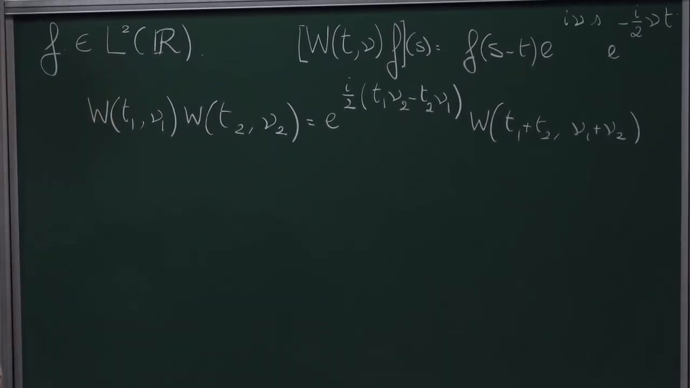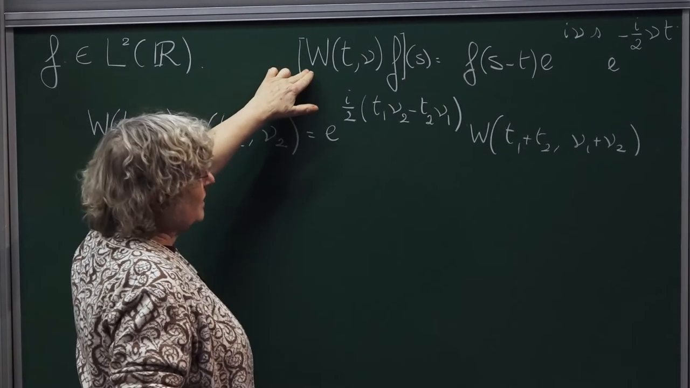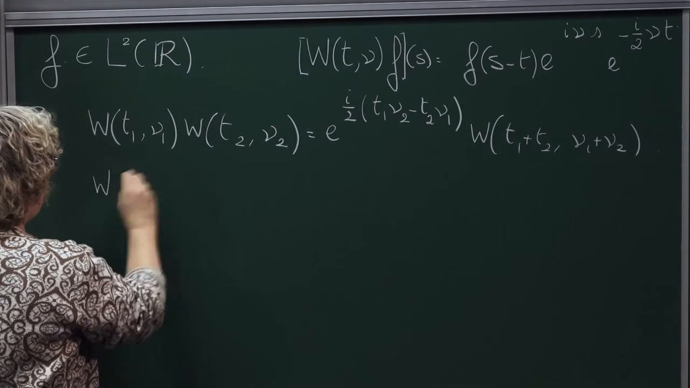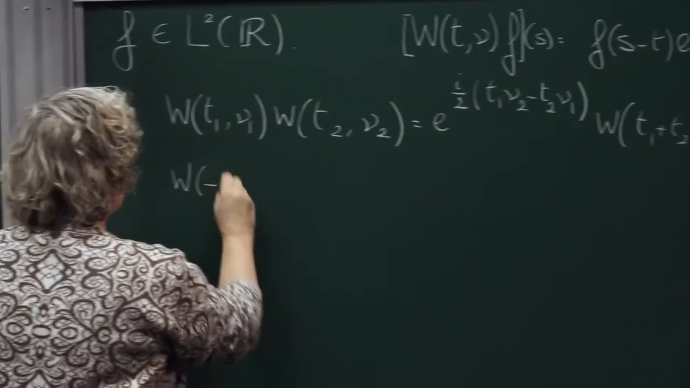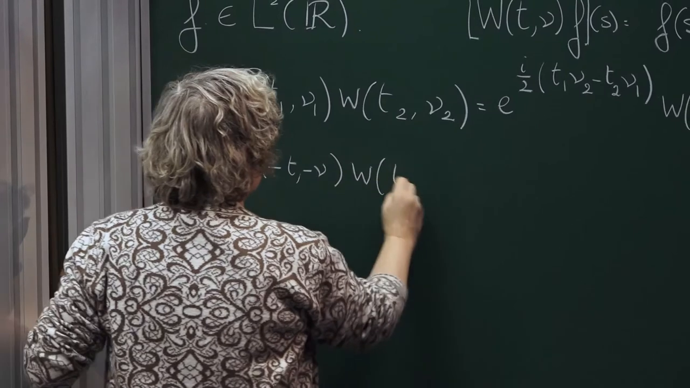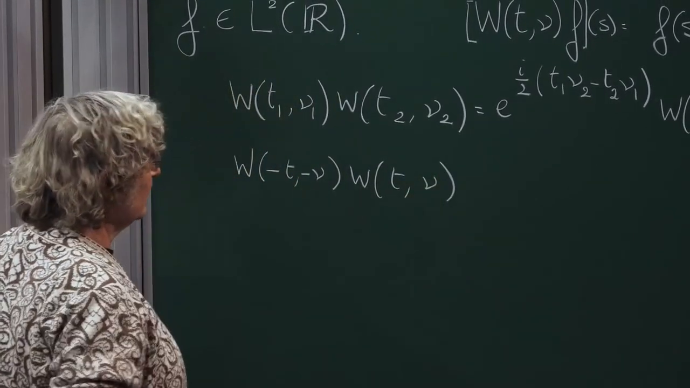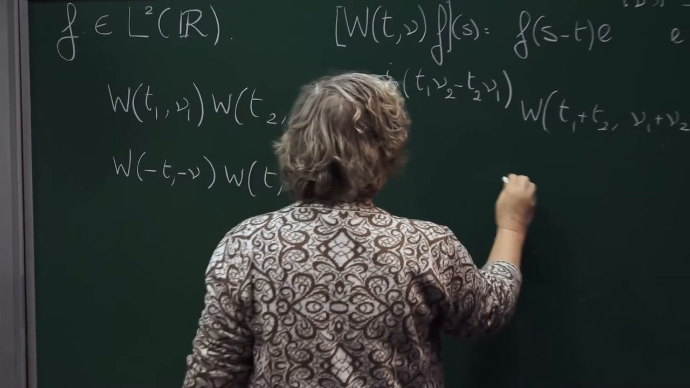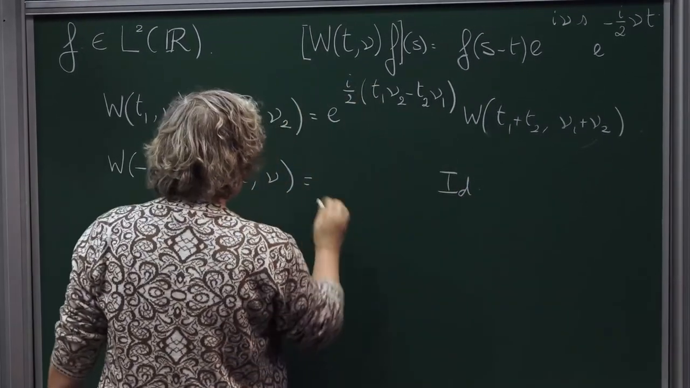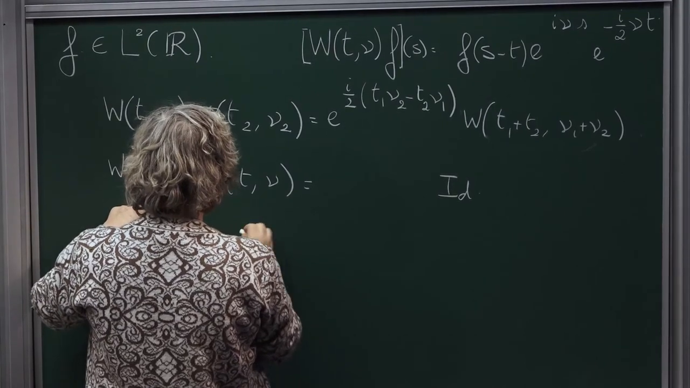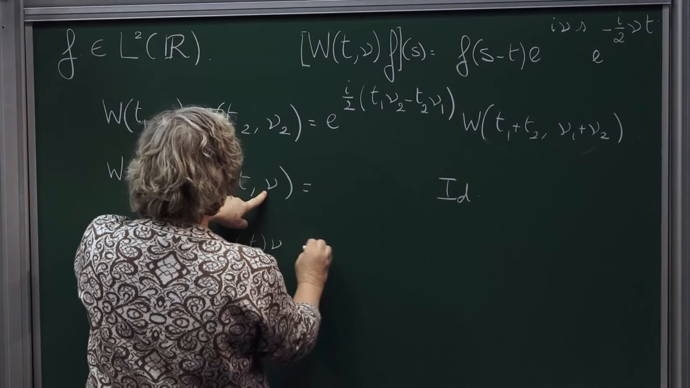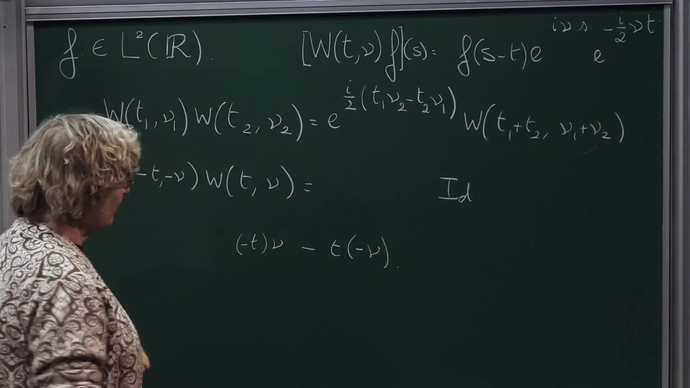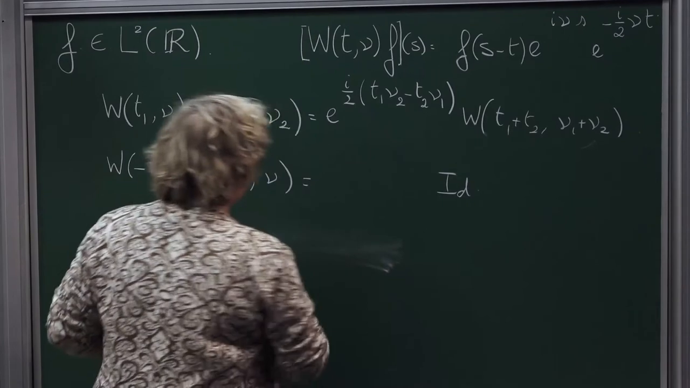Something that I did not emphasize, or maybe I did: this is obviously a unitary operator. Because if we look at its shape and we multiply it with the operator of negative the argument, then we get obviously a zero shift and a zero frequency modulation, so that's the identity operator. And the phase factor, well, we get T1 times nu 2, and then minus T2 and nu 1, which vanishes, and so the phase factor is 1.